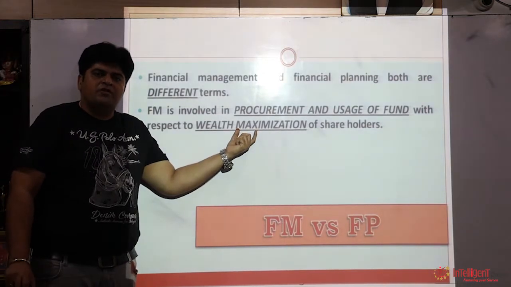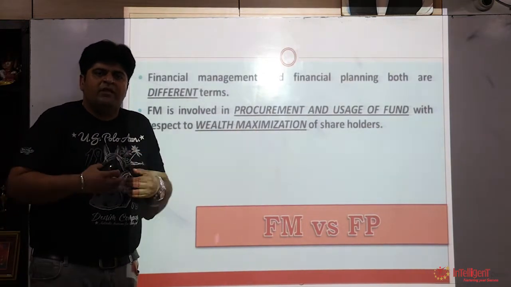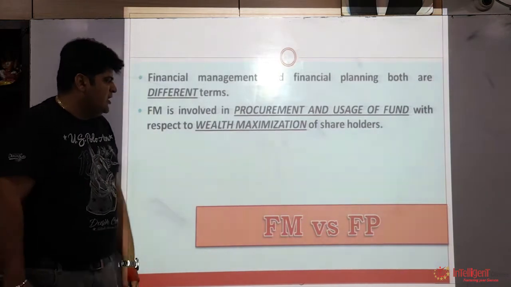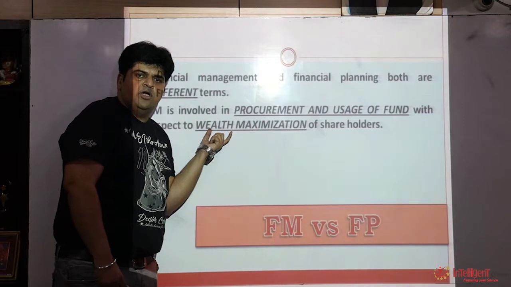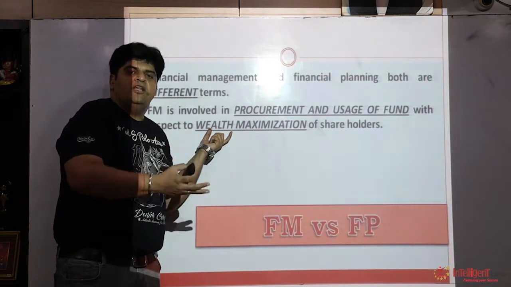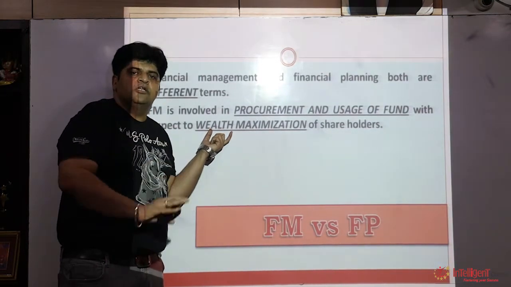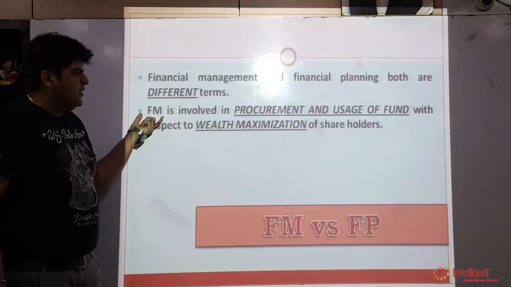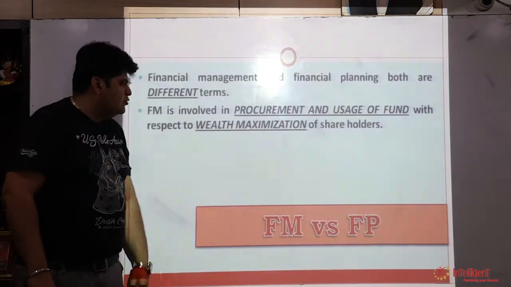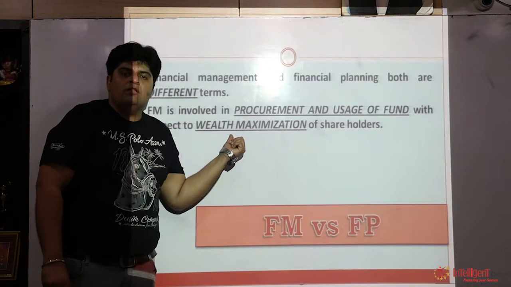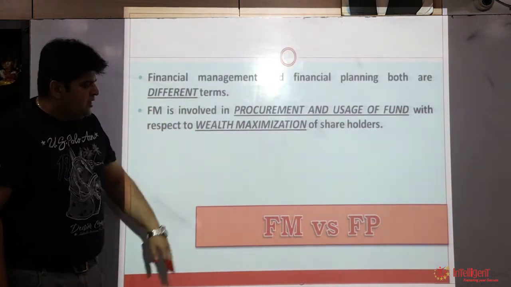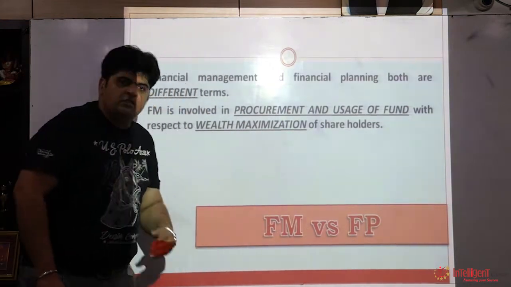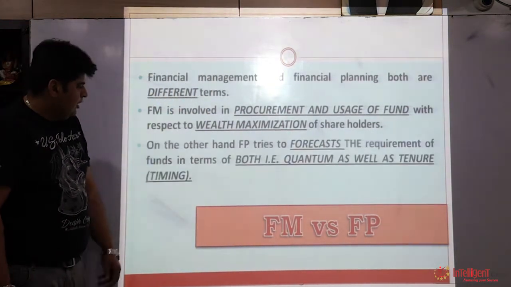That is the only thing which we have to understand, that whatever fund is coming into the business, the finance manager is using it so that he can provide wealth maximization for shareholders. Otherwise, the purpose of shareholders investing in the company is not served at all. So finance management is concerned with procurement and usage of fund with respect to wealth maximization for shareholders. Now this is the part of finance management. Now we are going to understand what is the part of financial planning.